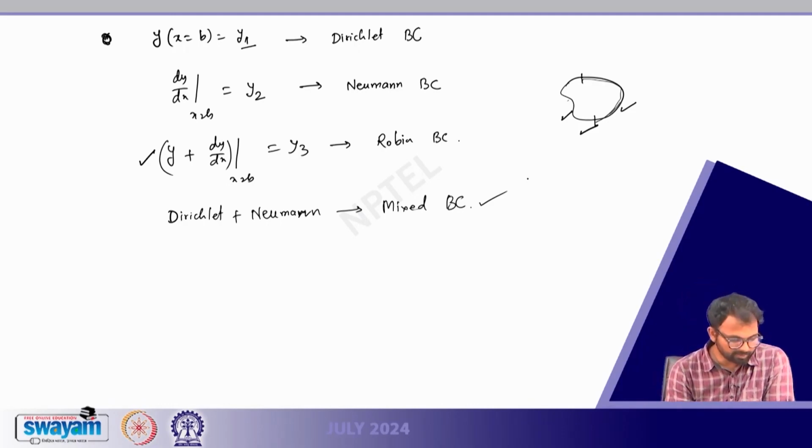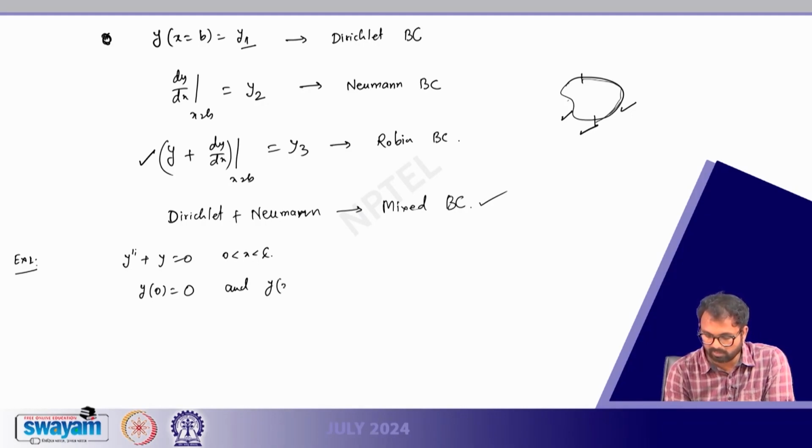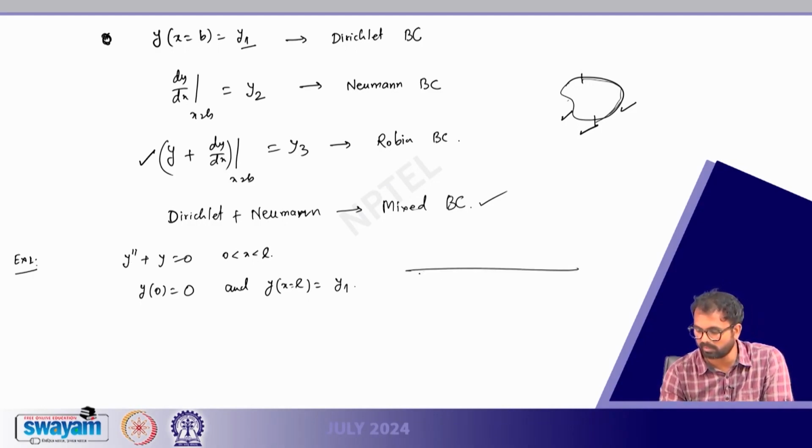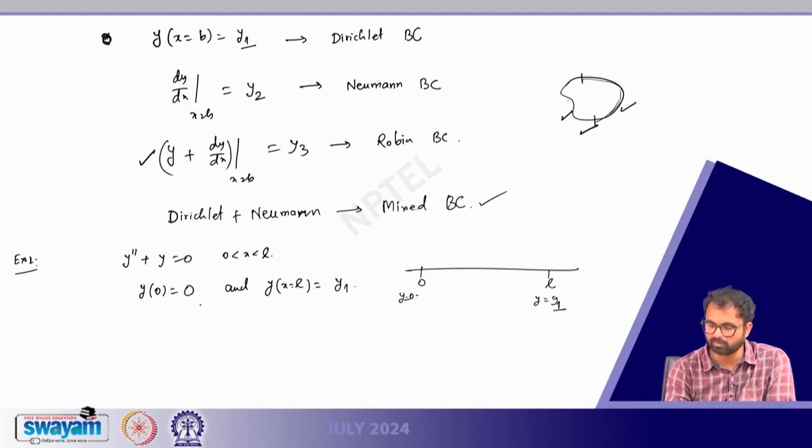So, suppose we are given this equation, example 1: y double dash plus y equals 0 in 0 less than x less than L, and suppose y at x equals 0 is 0 and y at x equals L is some y1. So, we are given this boundary value problem. This is a boundary value problem because here we have x running from 0 to L, and at x equals 0, y is 0, and at x equals L, y is y1. So, this is a nice boundary value problem.